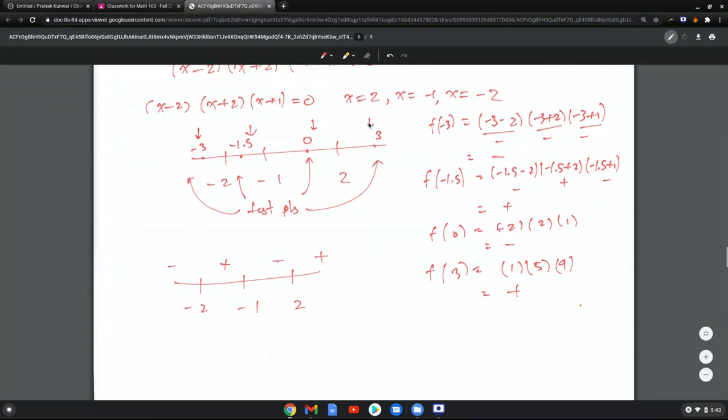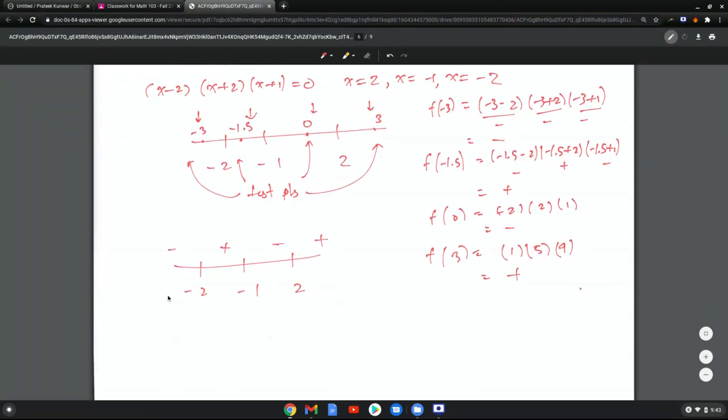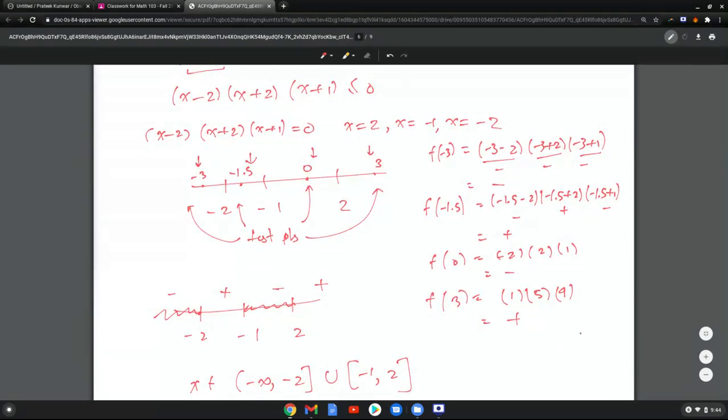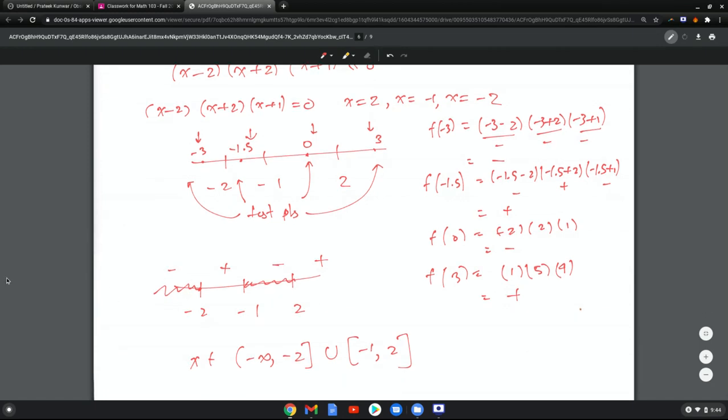But I'm interested in when it is negative, that's going to be this region including negative 2, this region including the endpoints. So x belongs to negative infinity to negative 2 included, union negative 1 to 2, all endpoints included because there's an equality in there. So this method works not just for quadratic but for any degree equation.